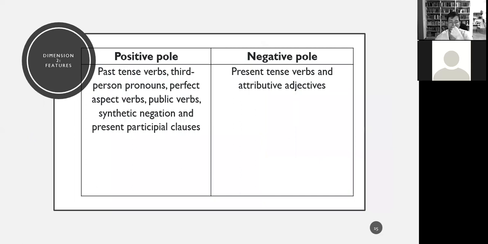And the linguistic features which characterize the second dimension are past tense verbs, third person pronouns, perfect aspect verbs, public verbs, synthetic negation, and present participial clauses. All these features are used in texts with narration. And the negative pole is characterized by present tense verbs and attributive adjectives.